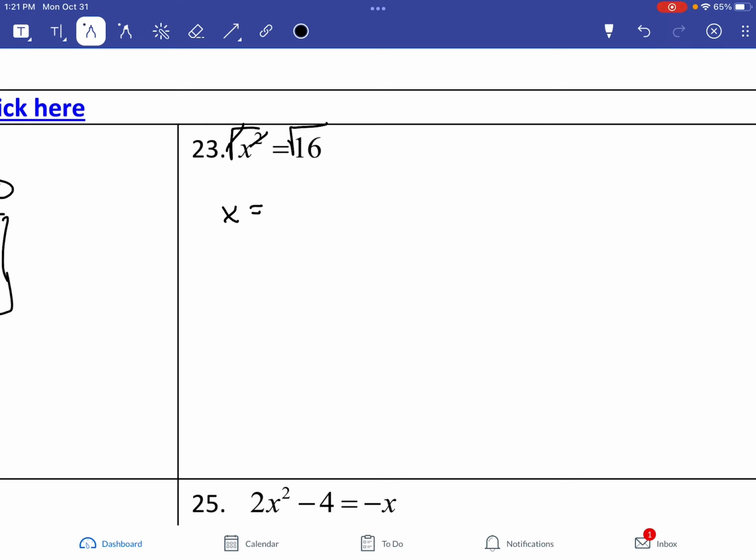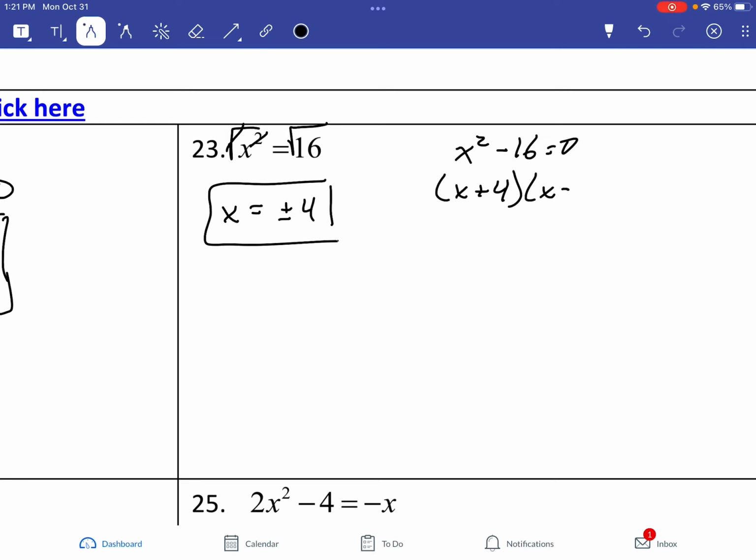The square root of 16 is 4. Don't forget the plus or minus. If you wanted to, you could factor this as well. You would have x squared minus 16 equals 0. So it would be x plus 4 and x minus 4. And you'd still solve it and get the same plus or minus 4. This piece right here is the part that everybody will forget when they square root both sides. So please don't do that.